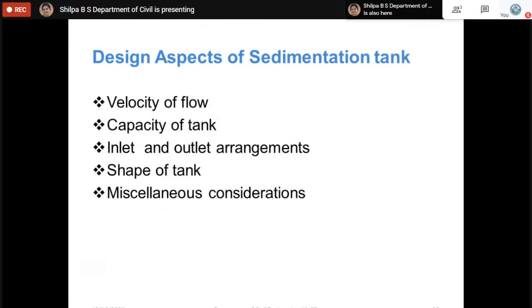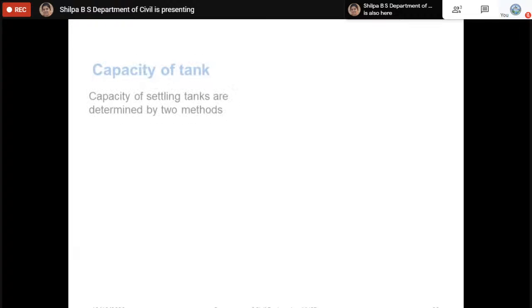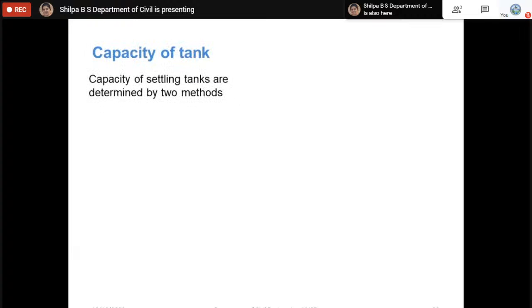The design aspects of the sedimentation tank mainly depend on the velocity of flow, the capacity of the tank, the inlet and outlet arrangement that we are having, the shape of the tank, and other miscellaneous considerations. First and foremost, the capacity of the tank can be determined by two methods: either based on the detention period or based on the overflow rate.